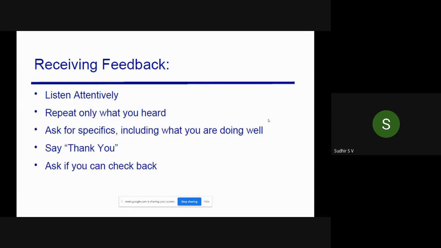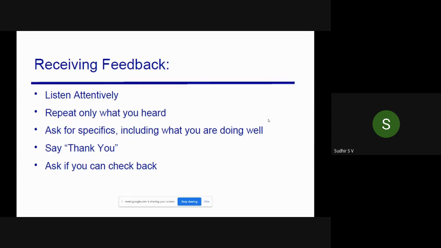Receiving feedback. When you receive feedback, you have to listen attentively. You need to listen to them. The difference between listening and hearing. What happens when somebody is giving you negative feedback is after the first word, you stop listening. Right? After the first word, you stop listening. That's bad. You have to listen attentively. Repeat only what you heard. You should not make assumptions. So this is what you told me. Is this what you mean by it?